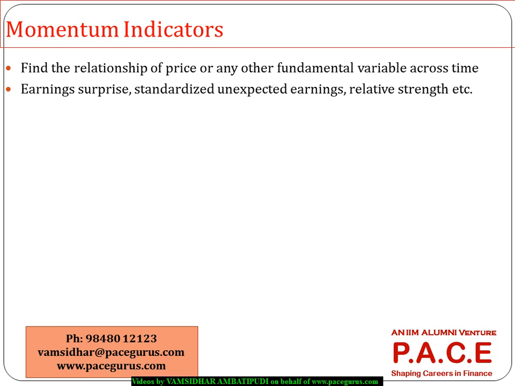And even if we see the momentum indicators, which are typically used as a part of technical analysis, they go very heavily with the usage of various ratios like this. So when we are computing the momentum indicators, we are trying to find the relationship between the price and other fundamental variables. Let's say I want to look at the EPS. I want to see over time how the EPS is changing. That is where we use words like earnings surprise.